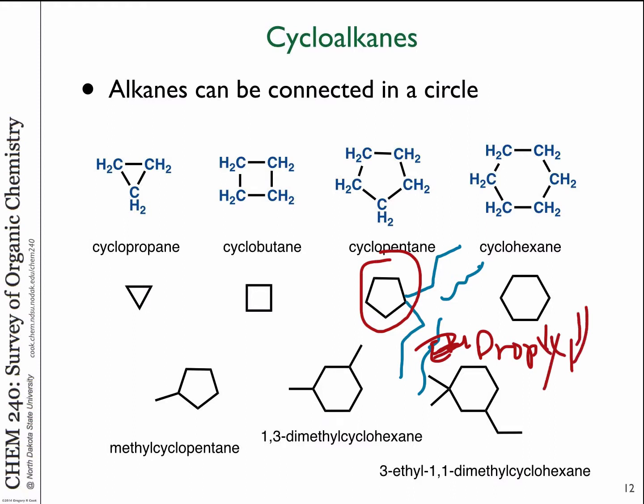Propyl. So you have 2 propyl groups. So this is just 1,1-dipropyl cyclopentane. Okay. So 2,2-dipropyl cyclopentane.